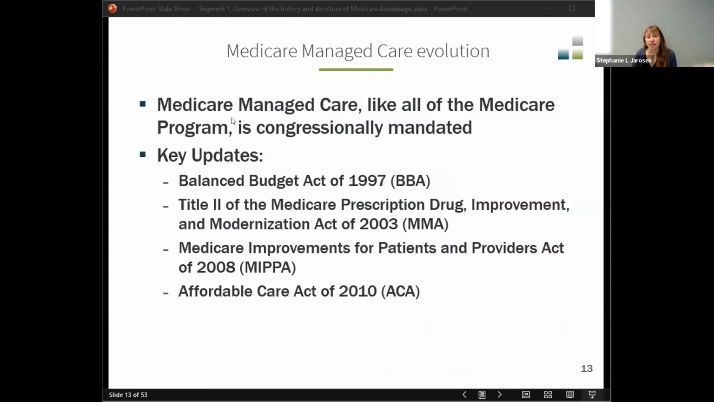The thing to remember about Medicare is that all of the Medicare program is congressionally mandated. And so in the Balanced Budget Act of 1997, that's when we had the Medicare Plus Choice. They added some provisions. And then in the MMA of 2003, there was the addition of the Part D program. There were some other incentives. They changed the payment structure for Medicare Advantage providers.